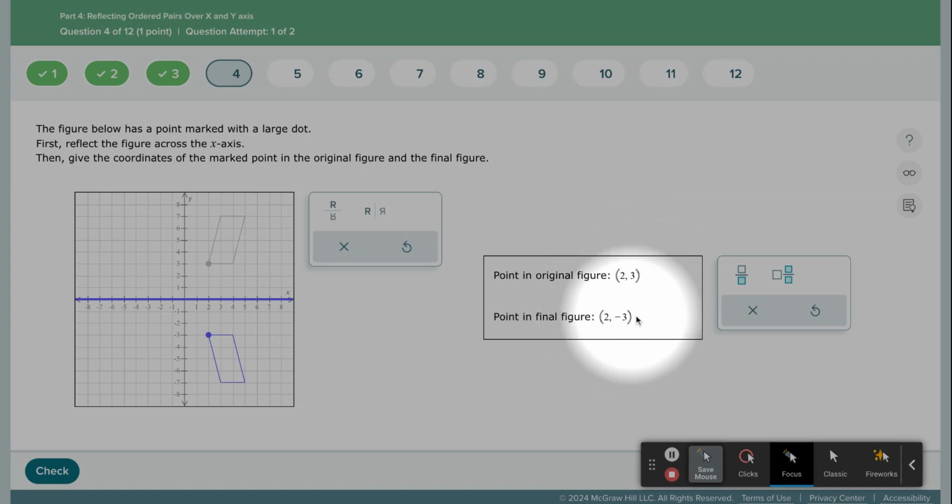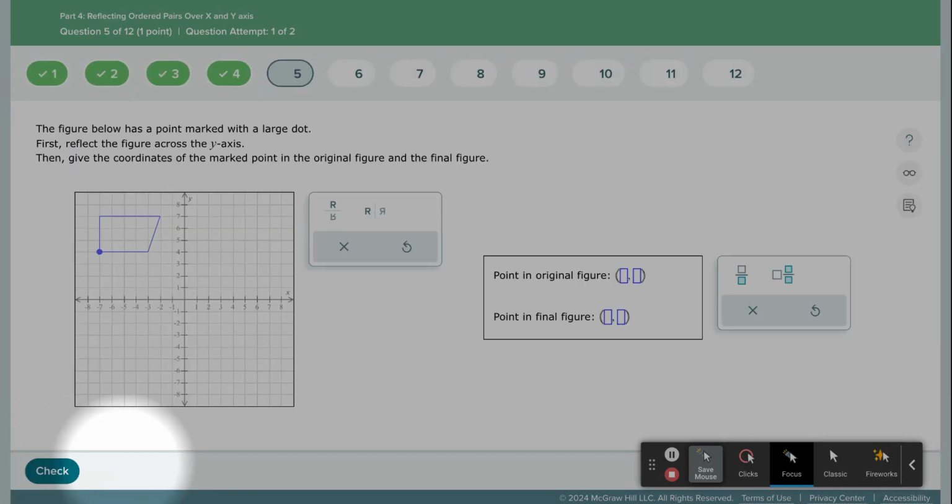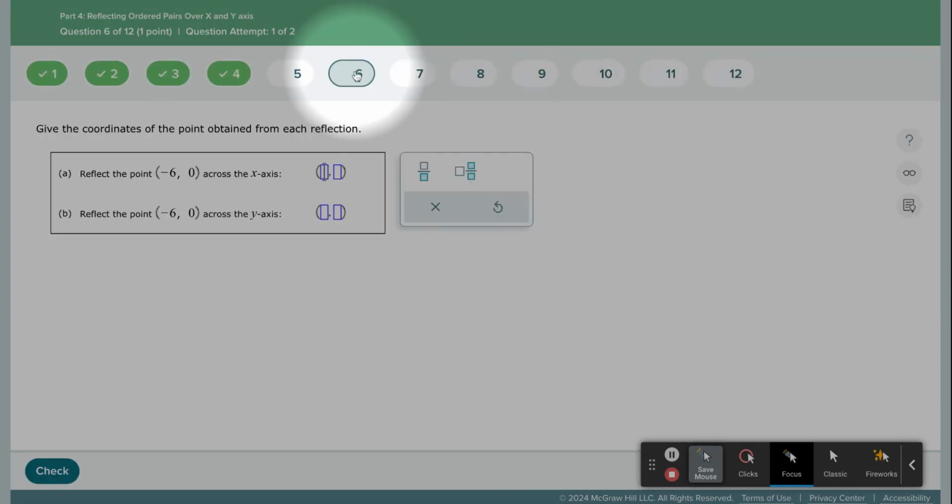I knew 2 and 3 were going to stay. The numbers always stay the same. The positive and negatives are the only thing that change, okay? I'm not going to keep going because I feel like I've done that enough with you guys. All right, moving right on.